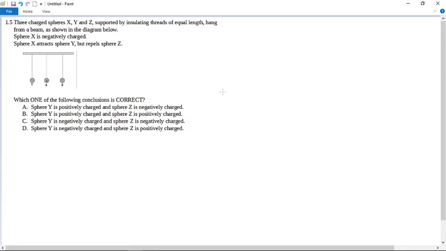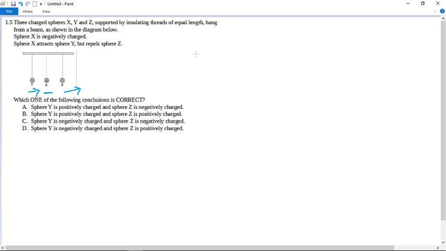Okay, now 1.5. Three charged spheres, X, Y, and Z, supported by insulating threads of equal length, hang from a beam as shown in the diagram below. Sphere X, the one in the middle, is negatively charged. Sphere X attracts sphere Y, which means sphere Y is going that way, but repels sphere Z, so sphere Z is also going that way.